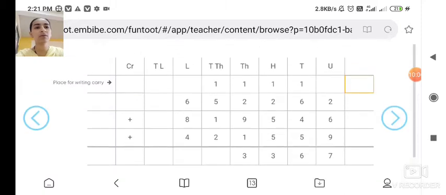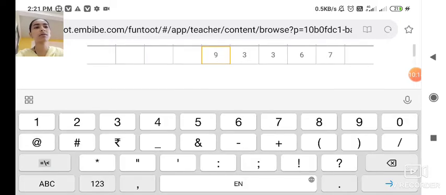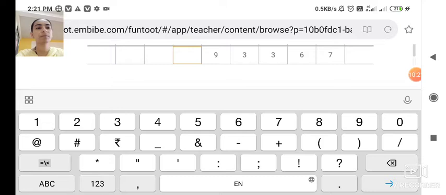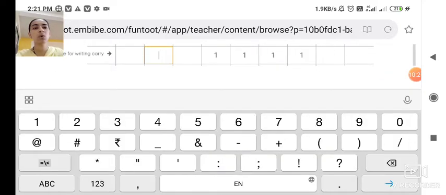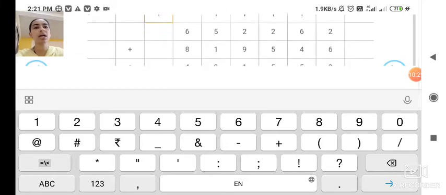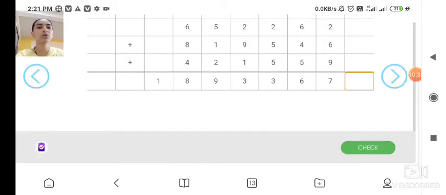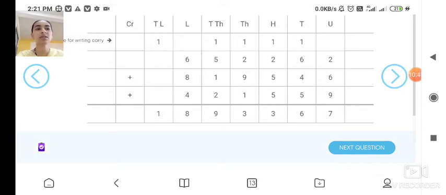Now take the addition of this. 5 plus 1, 6, 6 plus 1, 7, 7 plus 2, 9. So 9 will be here. Now take the addition of these two. 6 plus 4, 10, 10 plus 8, 18. 8 will be here, and carry forward 1 here. Now write the addition. No number is there, so 1 will be here. Now we have to check whether our answer is correct or not. So click on check. See, no correction is there, that means our answer is correct.